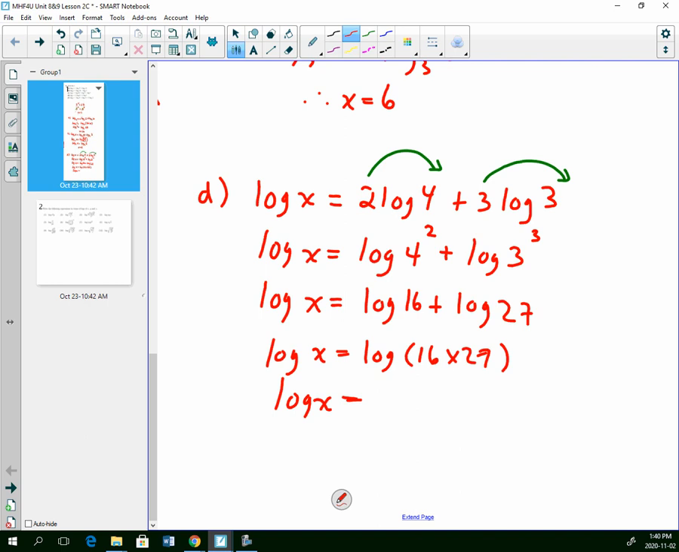So I'm just going to grab my calculator. And we get 432. So once we have that same log on both sides, then we know x equals 432. Okay, so you're just taking your log laws, combining them together, and then you can solve for x.